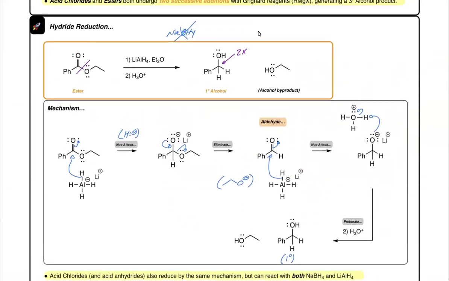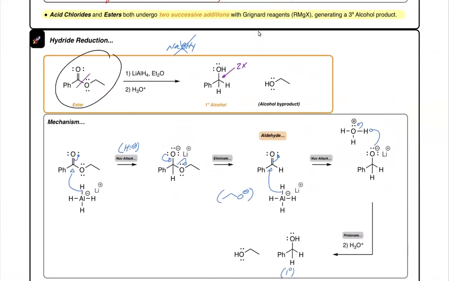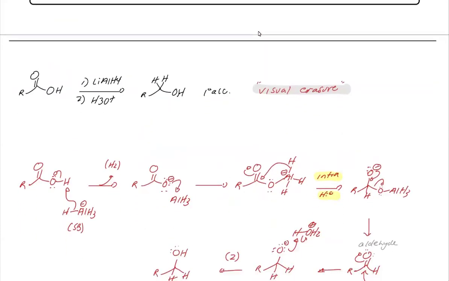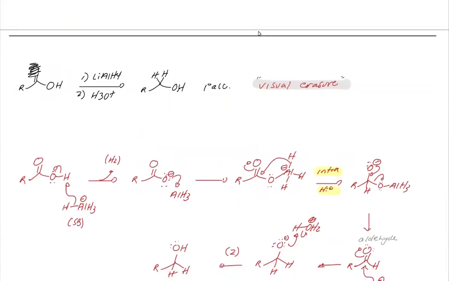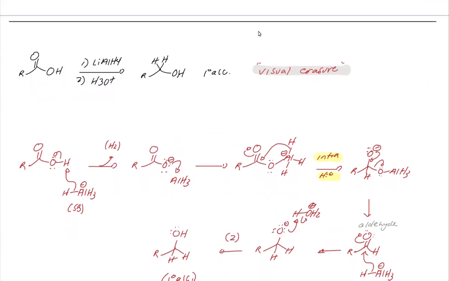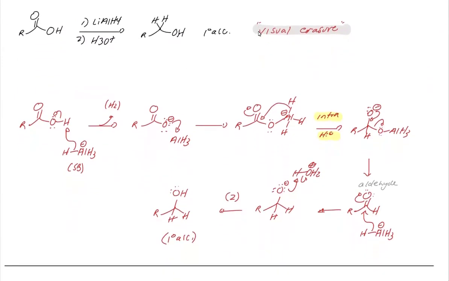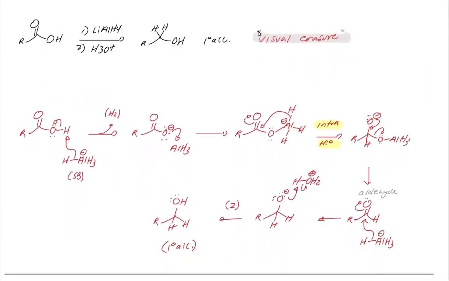With the ester, with LiAlH4, we needed to slice and dice because it was important to track that alcohol byproduct. But with the carboxylic acid, I can use this visual erasure strategy. Now, the mechanism for hydride reduction of your carboxylic acid is a little bit different from that of hydride reduction of the ester. And that's because of this acidic proton in the carboxylic acid. Lithium aluminum hydride, don't forget, is a very strong base.